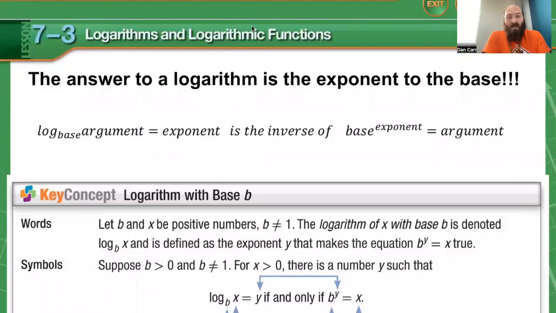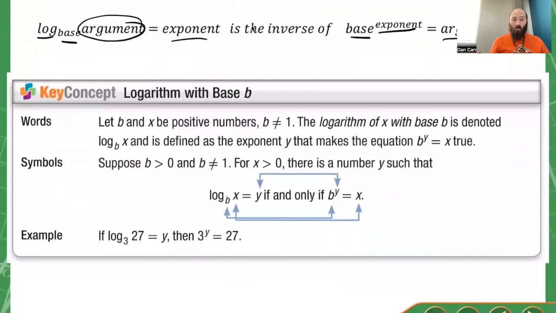Today we're going to be talking about 7.3. This is when we're going to introduce our logarithms and logarithmic functions. So the answer to a logarithm is the exponent to the base. It's kind of weird to see it, but you'll see a little bit when we go through. The idea is that the log base of some kind of argument is equal to the exponent. The inverse is if I take a base to an exponent, that is my argument. That's weird to say it that way, but here's what it looks like.